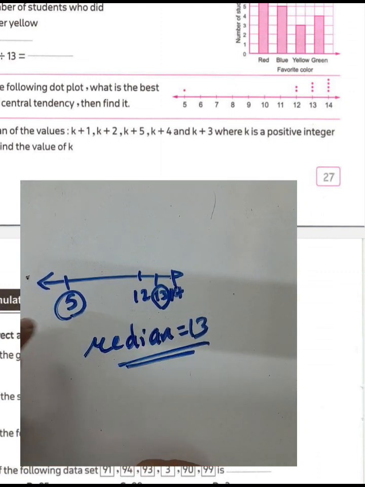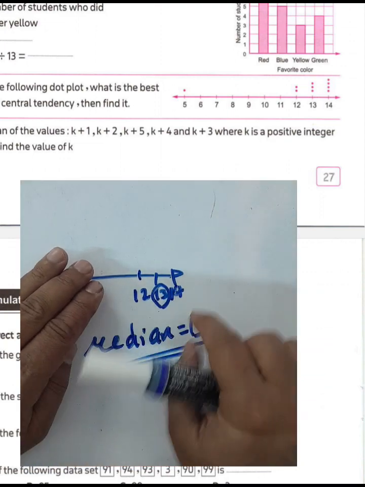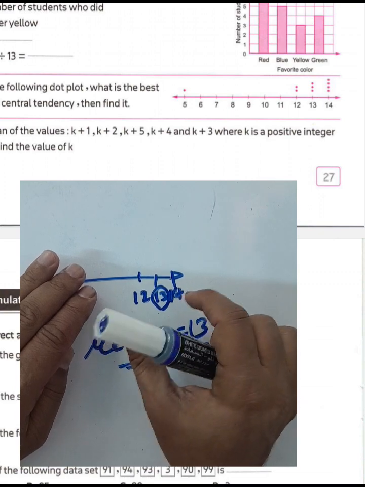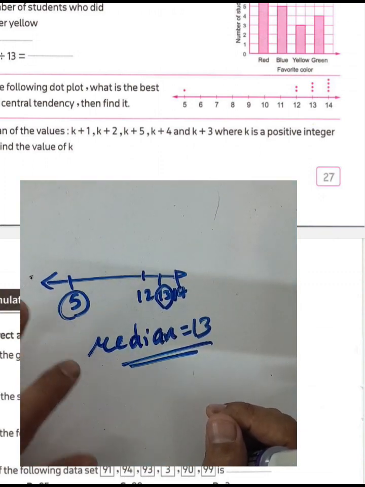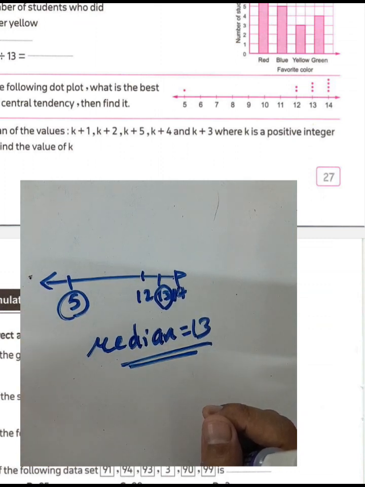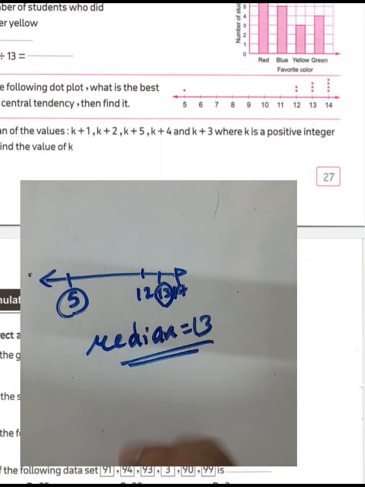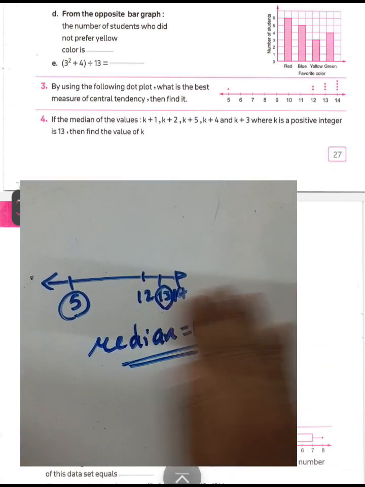If we have the outlier, you must use the median. If we don't have the outlier, you must find the sum of all digits and divide by the number of them. Again, if we have an outlier, you must use the median. But if we don't have the outlier, you must use the mean. The mean equals the sum of all values divided by the number of values. Okay.